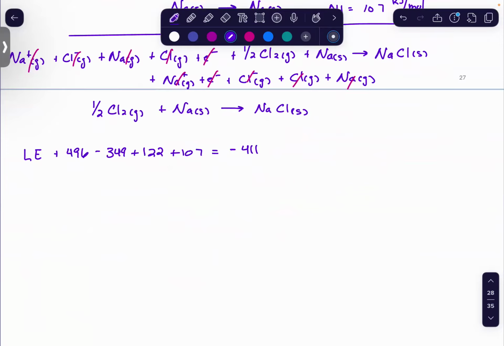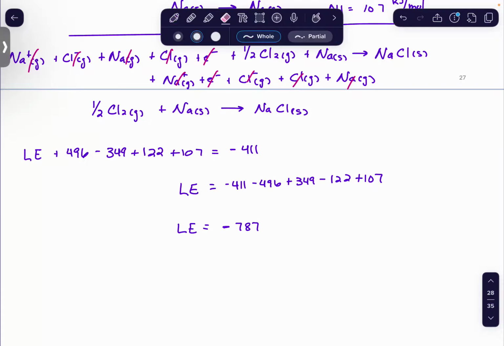Okay, well, we don't know lattice energy. So when we solve for lattice energy, minus 411 minus 496 plus 349 minus 122 plus 107. Our lattice energy comes out to be a negative, oh, that's minus 107. There we go. Negative 787 kilojoules per mole.